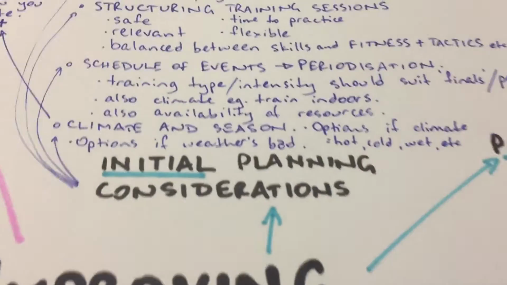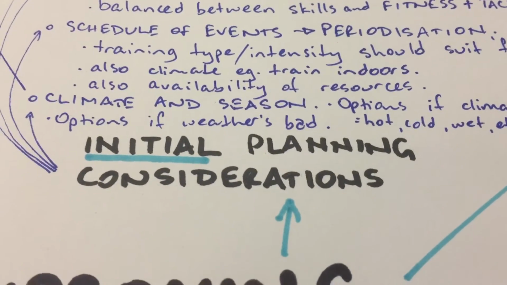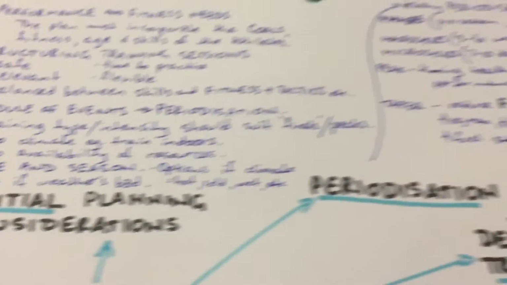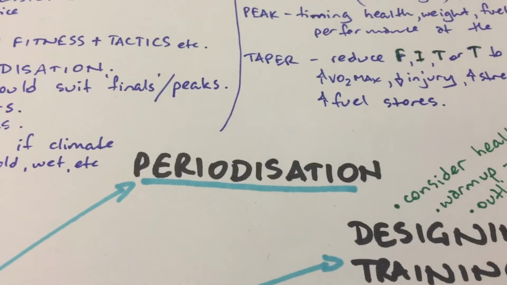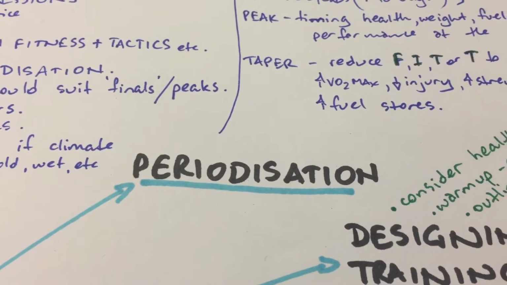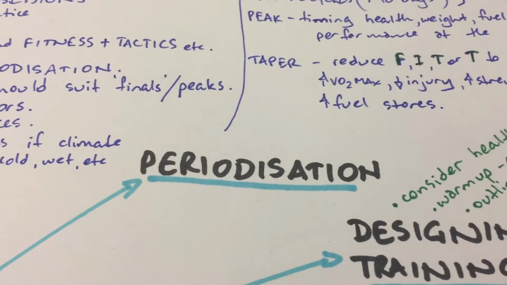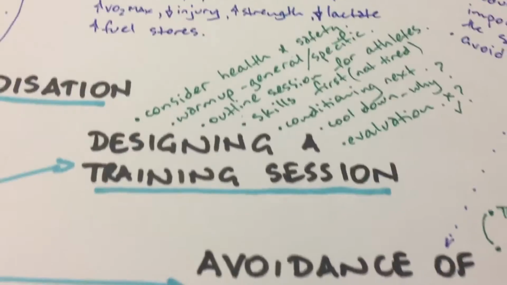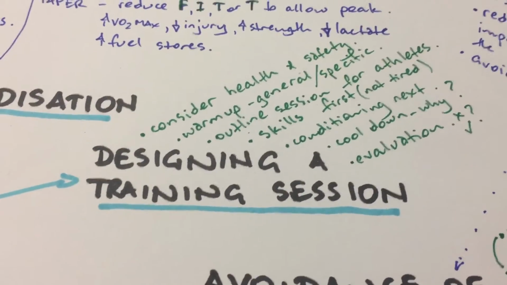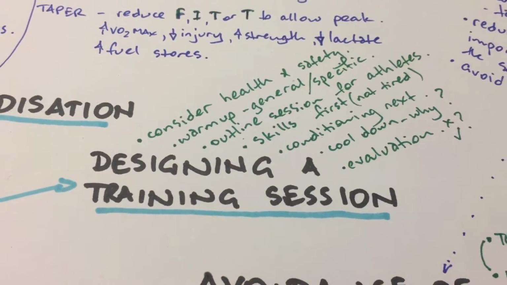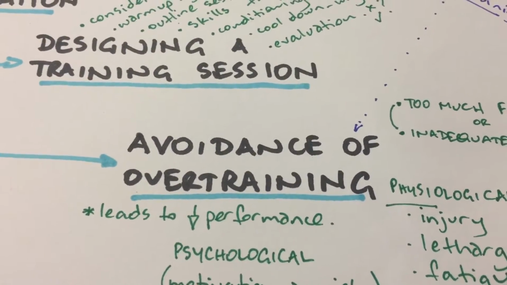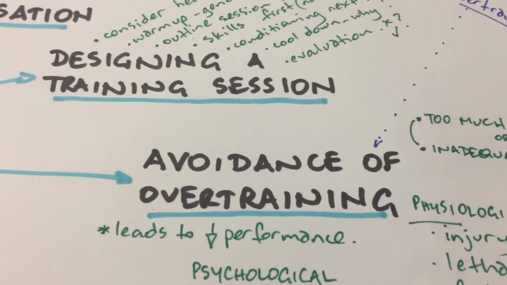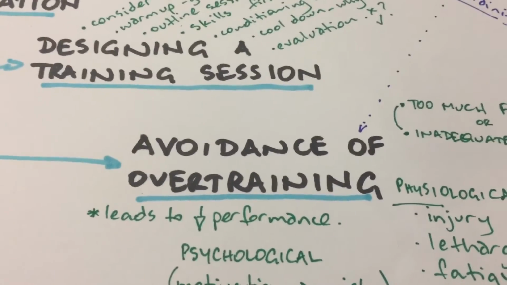And we are asked to look at initial planning considerations, initial meaning first or at the start. We are asked to deal with periodization, that is dividing the training year up and training months up and phases into sections so that we can achieve specific goals. Designing a training session, that is what we do first and second and third and fourth and how we finish the session. And also avoidance of overtraining, both physically and mentally.